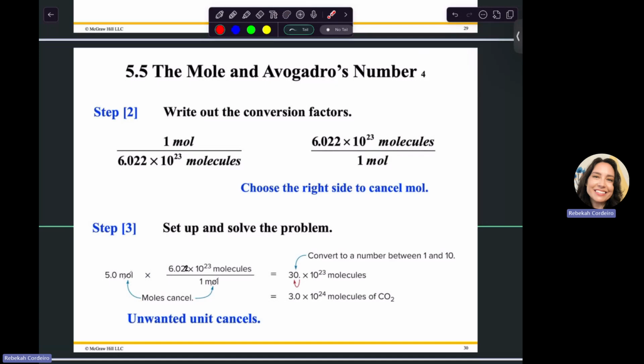If you don't know dimensional analysis, if you're struggling with that still, this is a time for you to make sure that you get help on that. But this is it for the Avogadro's number and mole conversions.